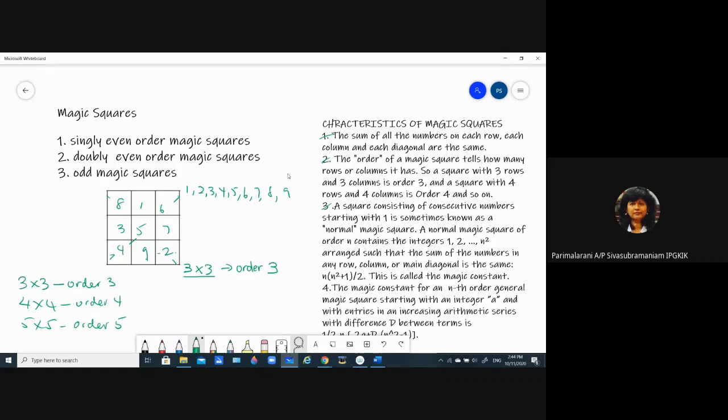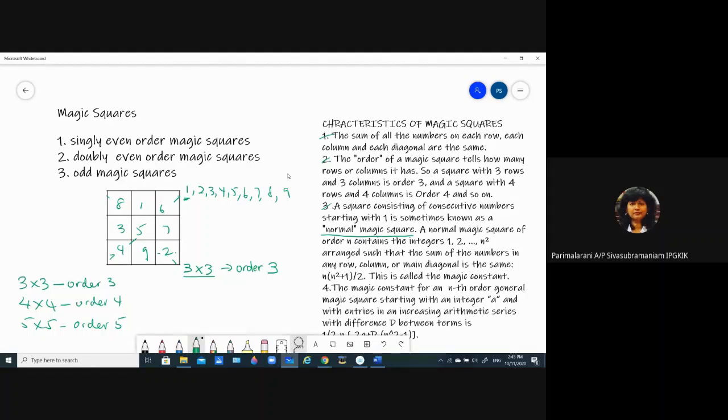Okay, so I put in 9 numbers inside this magic square, and this magic square consists of consecutive numbers. See, 1, 2, 3. These are called consecutive numbers. After 3 is 4, after 4 is 5. Okay, and it starts with 1. If the magic square starts with 1 and all the numbers are consecutive numbers, then this magic square is also known as a normal magic square.